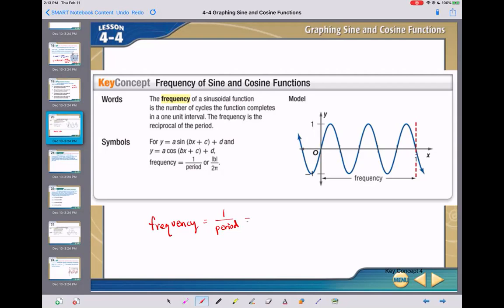But the formula is the same, b over 2 pi. And again, you would only take the positive b values. You don't want it counted as having negative cycles. You just say positive cycles.